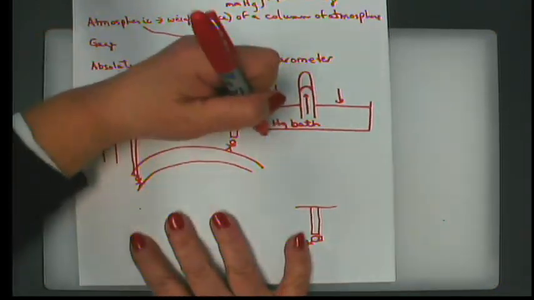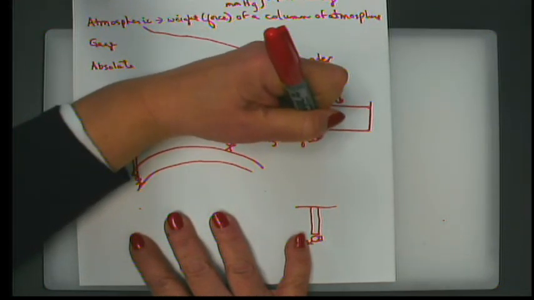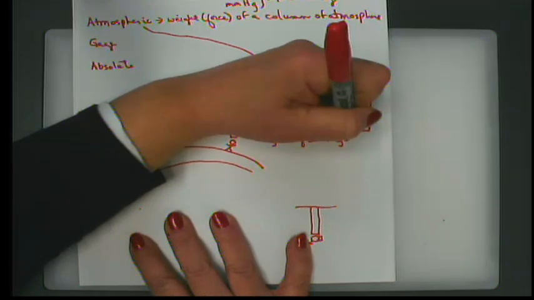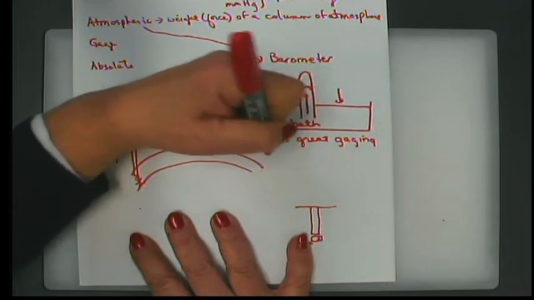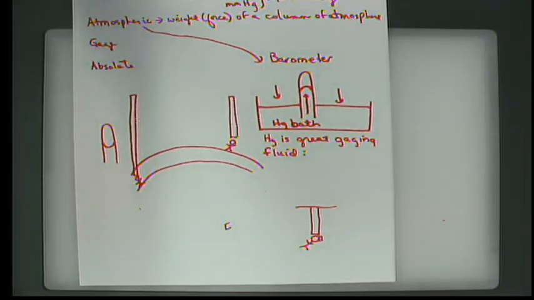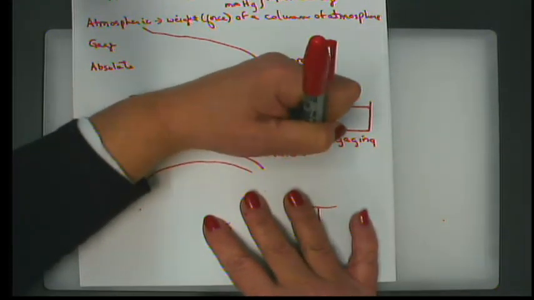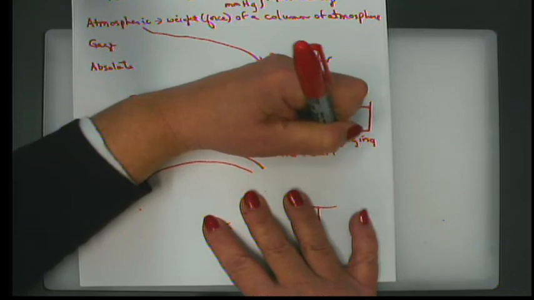Mercury is a great gauging fluid because of a couple of properties that it has. Aside from toxicity, what kind of property does mercury have that you think might make it a good fluid to put into a gauge? Or even how is mercury different from water? Yes? It's kind of like a solid because it rises itself. Yes. That property is called surface tension.